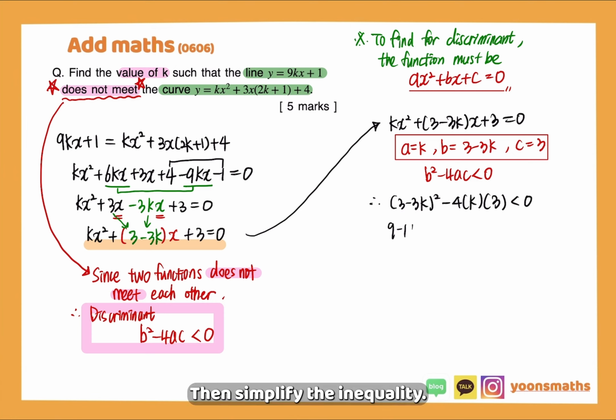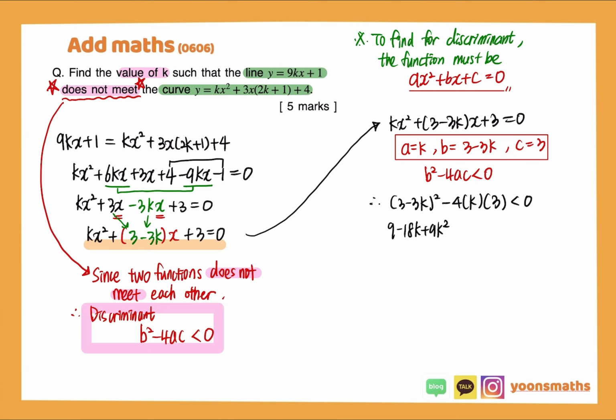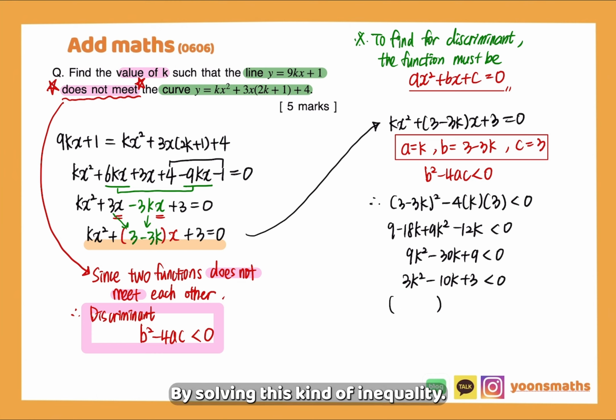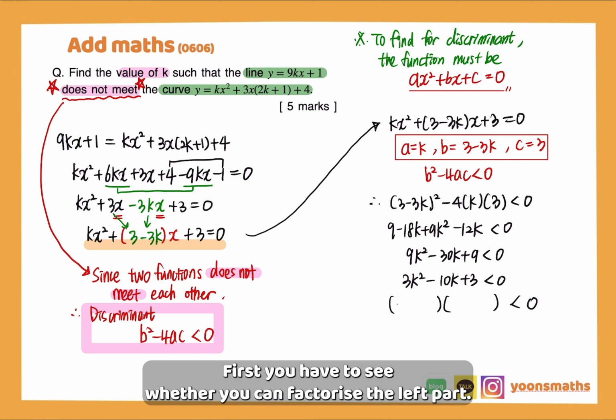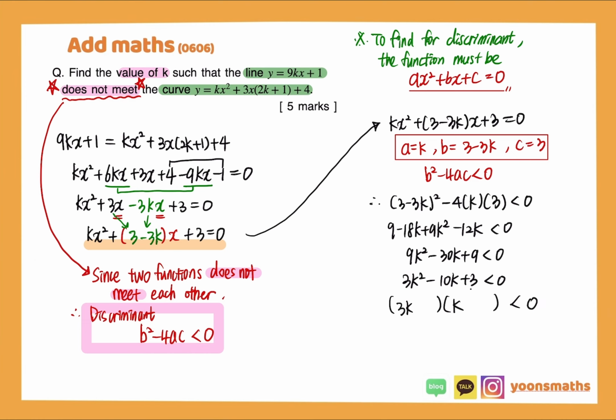Then simplify the inequality. Now you can get 3k squared minus 10k plus 3 less than 0. To solve this kind of inequality, first you have to see whether you can factorize the left part. The left part can be factorized into (3k minus 1)(k minus 3). Therefore, the final answer for k is from 1/3 to 3.